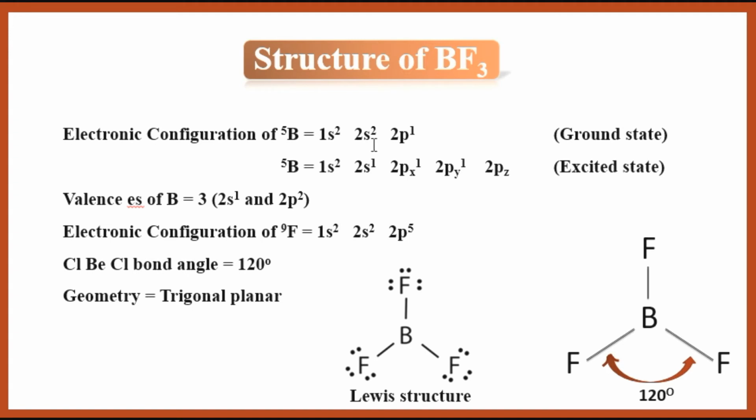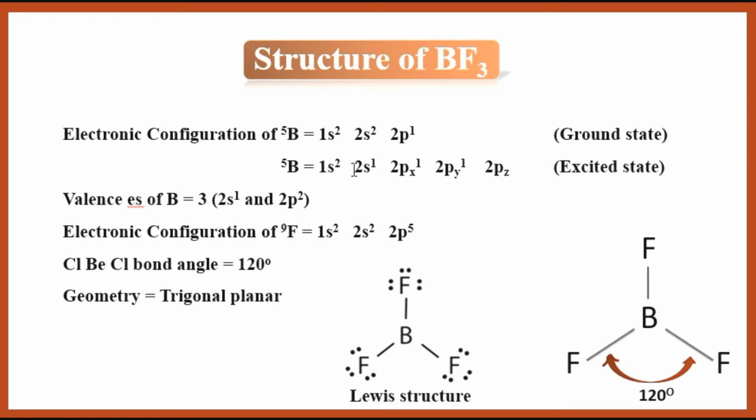So in the valence shell, these 2 orbitals contain the valence electrons with the distribution as 2s2 and 2p1. So this configuration is concerned with the ground state of the boron atom, and at the excited state, its configuration becomes 1s2. Here, 1 electron from this 2s orbital jumps to the 2py orbital, and it comes out to be 2s1, 2px1, 2py1, and the 2pz orbital remains empty.